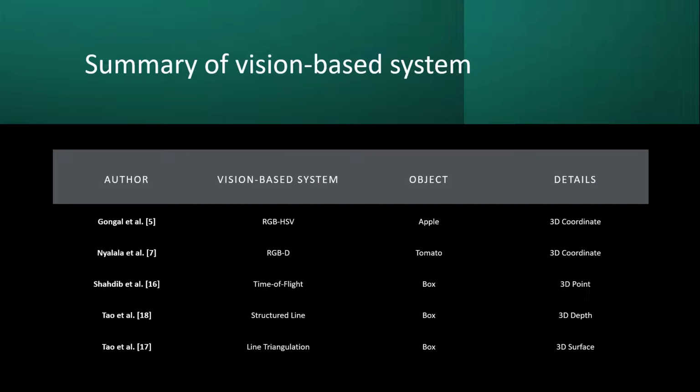This is a little bit of review on the existing studies done on this vision-based system. As you can see, there are various types of techniques used. Let's say the first one from Gongle, they are focusing on the color space. The Nyalala are using the sensor and the color space. Shahib is utilizing the time of flight infrared sensor, combining with the machine vision system. And the last two are using the deep learning technique, using the structured line and line triangulation.